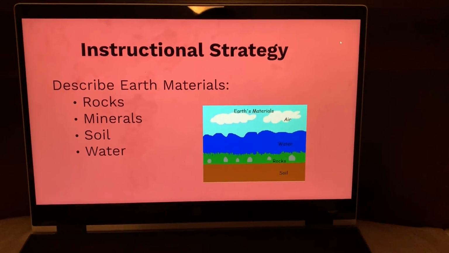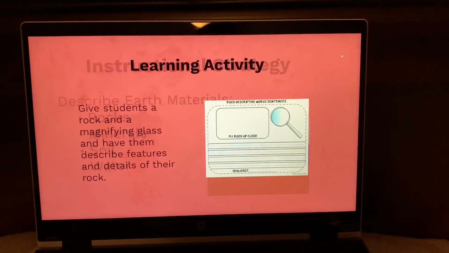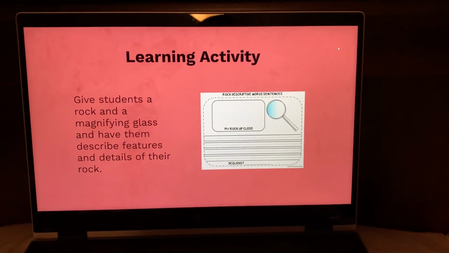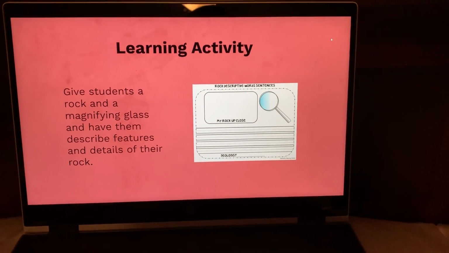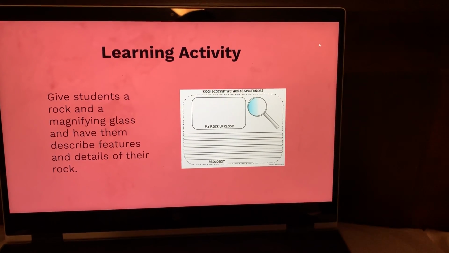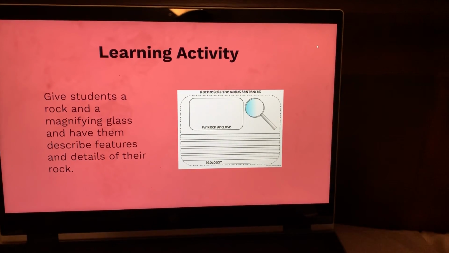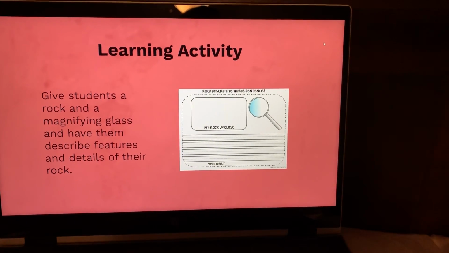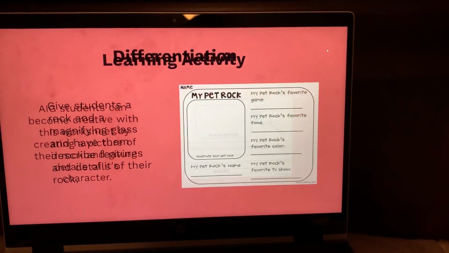So you'd have rocks, minerals, soil, and water. For this lesson plan, I decided to focus on rocks. So for the first learning activity, give students a rock and a magnifying glass and have them describe features and details of their rock. They can say whether it's smooth or rough, if it's big or small, how heavy it is, or if it's light. Just have them describe it and write what their features are and even draw a picture if they want to.